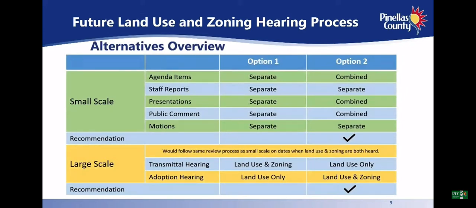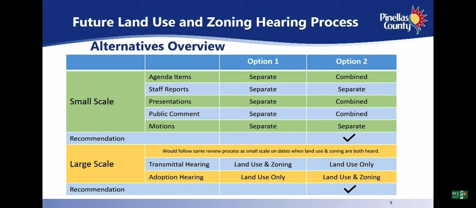So here we have our alternatives overview, where we have an alternative option one, where you separate, for small scale, all these things. You separate agenda item, you have a separate staff report, you have a separate presentation. You'd have separate public comment time, so the public comment can happen twice, once for zoning and once for the land use. And you'd have separate motions. Again, right now, all those are combined.